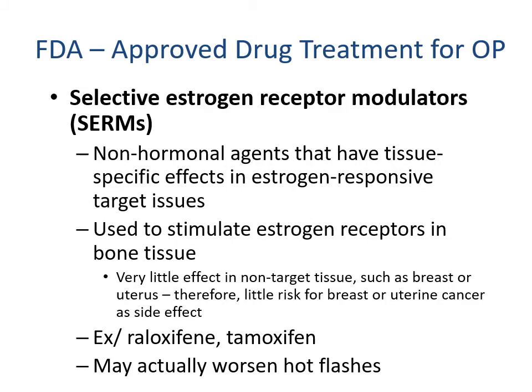Now we also have selective estrogen receptor modulators, or SERMs. These are non-hormonal agents that have tissue-specific effects in estrogen-responsive target tissues. These are used to stimulate estrogen receptors in bone tissue, so it's not estrogen itself, but it can still stimulate the receptors. Ideally, we're getting the best of both worlds with very little effect in non-target tissue, such as the breast or uterus. And therefore, right, we have little risk of breast or uterine cancer as a side effect.